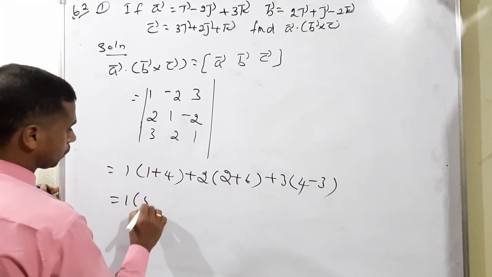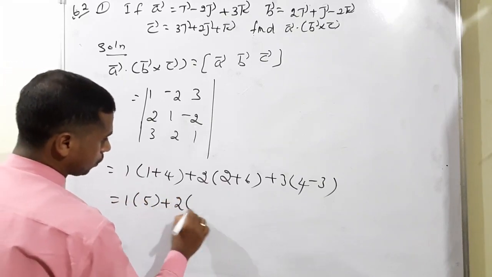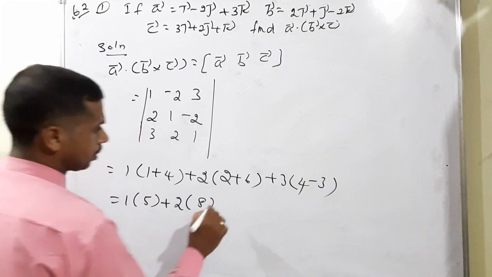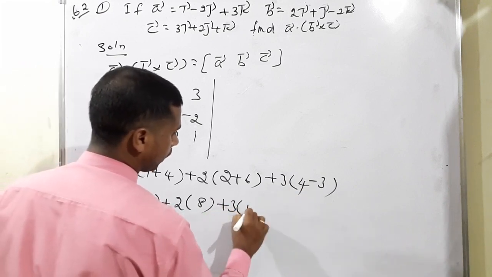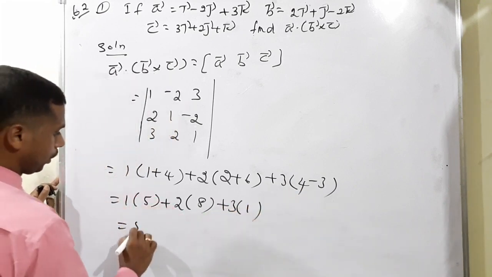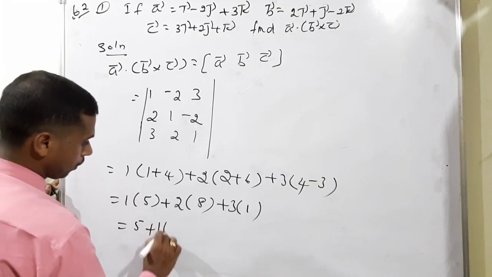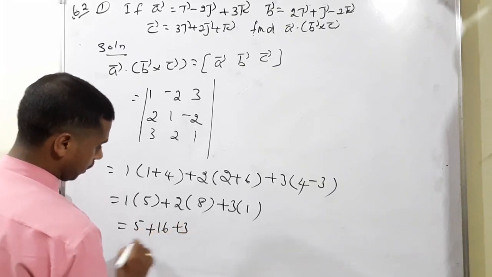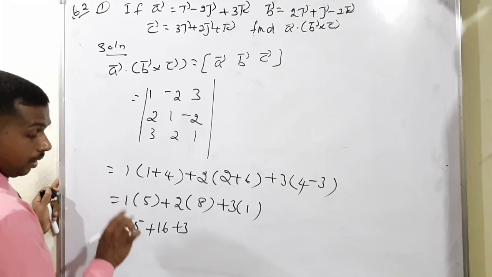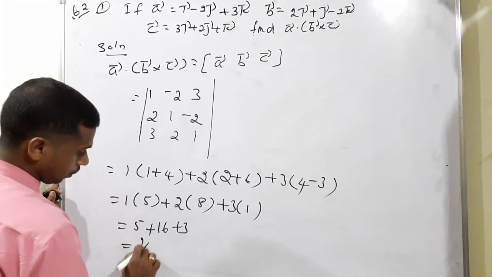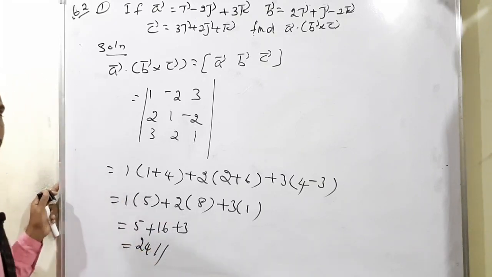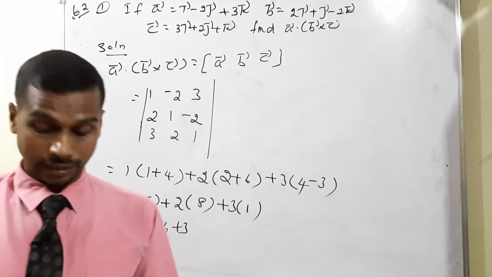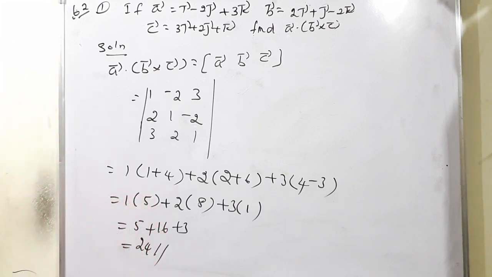Again 1, 4 plus 1 is 5, plus 2 is 6, plus 2 is equal to 8, plus 3 into 4 minus 3 means a positive 1. So 1 into 5 is 5, plus 2 into 8 means positive 16, again plus 3. So 5 plus 16 is 21, 21 plus 3 is equal to 24. This is the answer for exercise 6.2 question number 1. I will continue the next question.